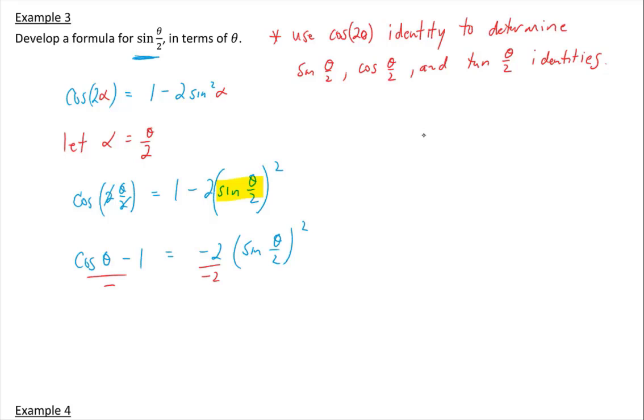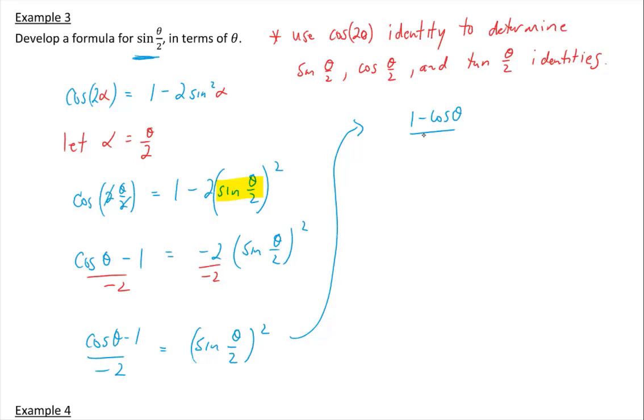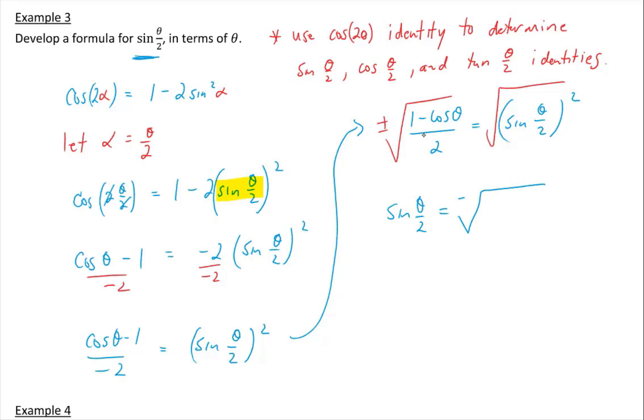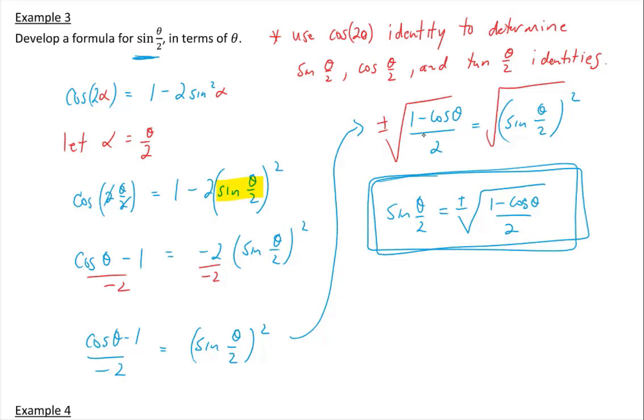Then you can divide both sides by negative 2, and I get cosine theta minus 1 over negative 2 is equal to sine theta over 2 all squared. We get 1 minus cosine theta all over 2 is equal to sine theta over 2 squared. Last part, square root both sides of this equation, and don't forget your plus or minus. So we get that sine of theta over 2 is equal to the square root, plus or minus, of 1 minus cosine theta all over 2.